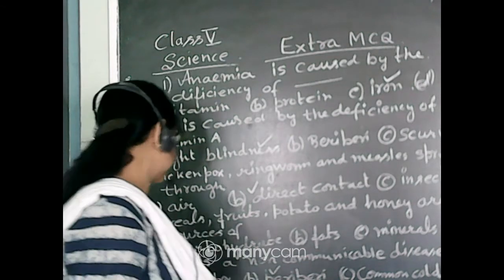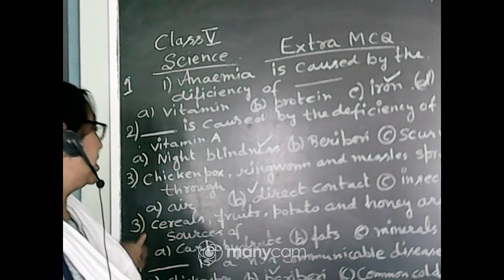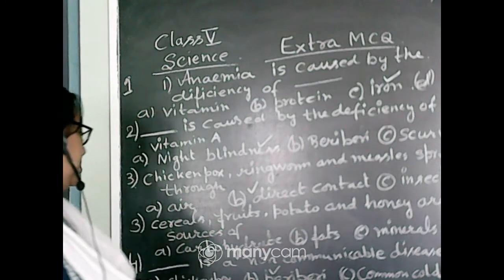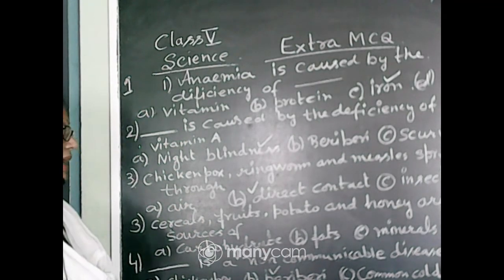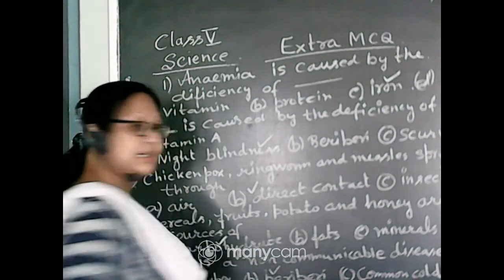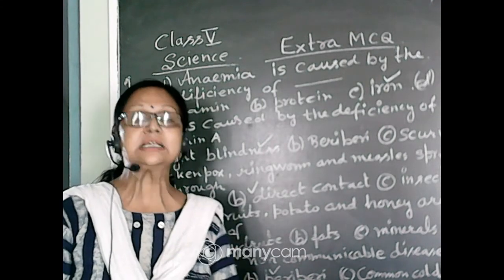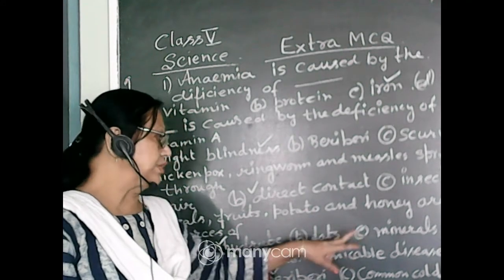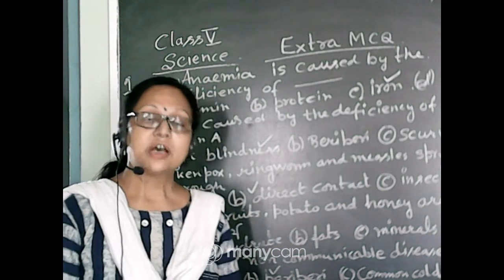Now the next question is given here: cereals, fruits, potato, and honey are sources of what? Carbohydrate, fat, and vitamins. So which one will it be? Cereals, fruits, potato, and honey are all sources of carbohydrate. So you have to take carbohydrate, because carbohydrate gives us lots of energy, and this energy comes from this kind of sources, maybe honey, maybe potato. There are lots of fruits which give us carbohydrate.